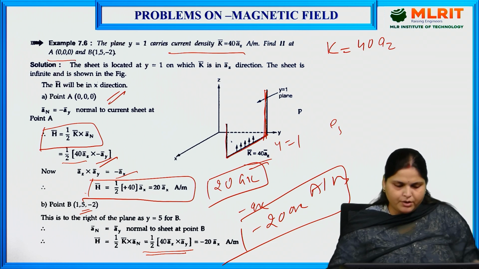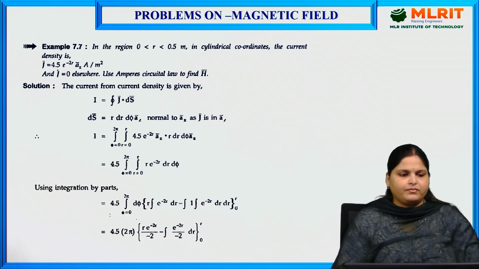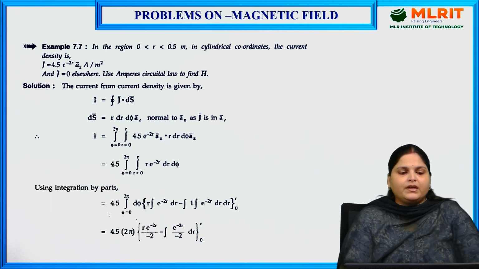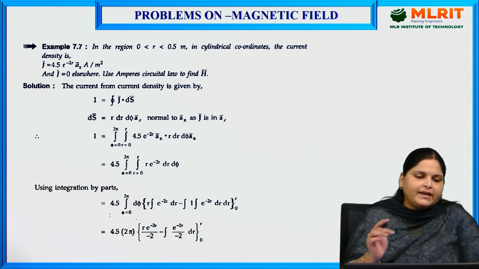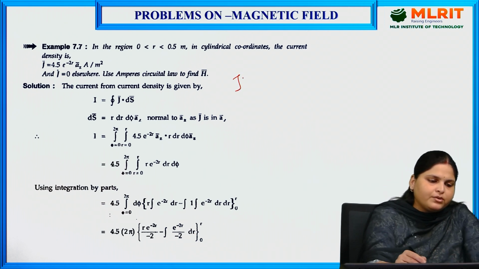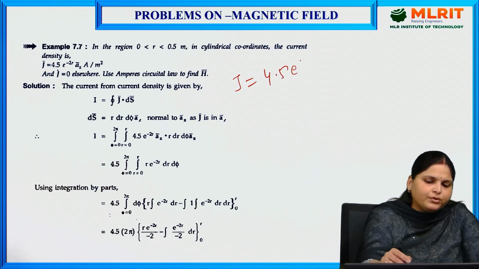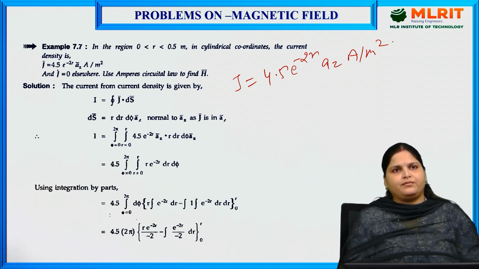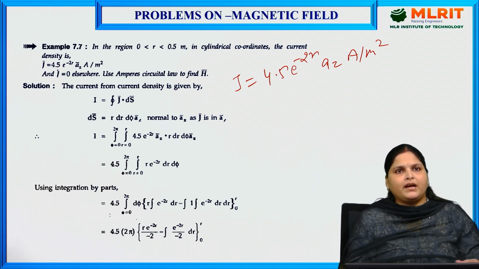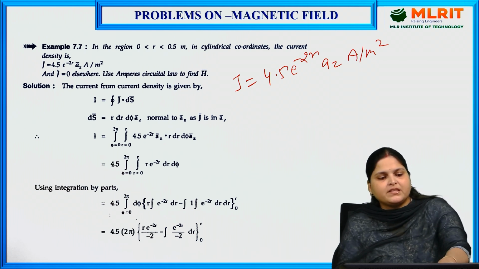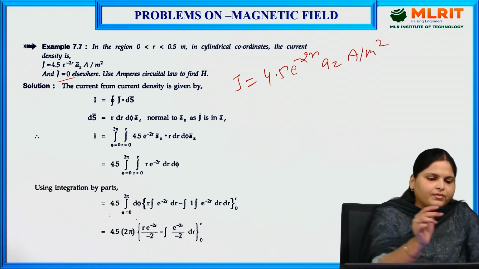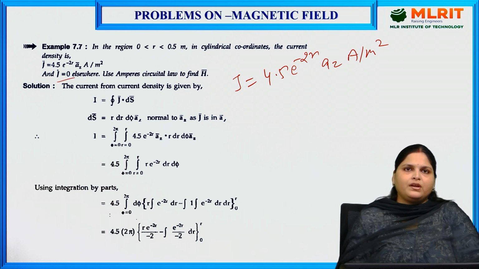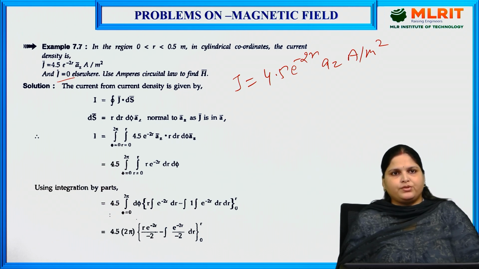Let's take another question now. In the region where r extends from 0 to 0.5 meter in cylindrical coordinates, the current density is given as J equals 4.5 e to the power minus 2r Az ampere per meter square. And at other points, other than this region from 0 to 0.5, the current density is 0, right? So here we have to use Ampere's circuital law and we have to find out H, right?